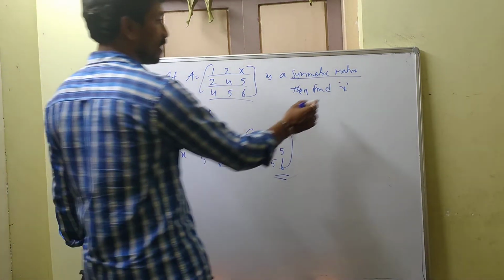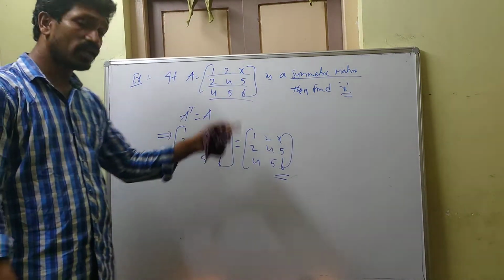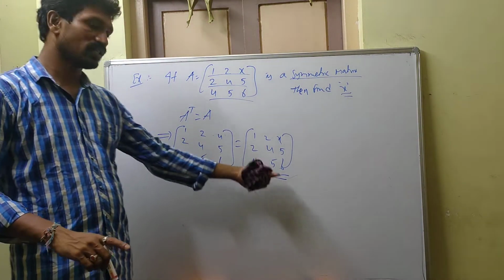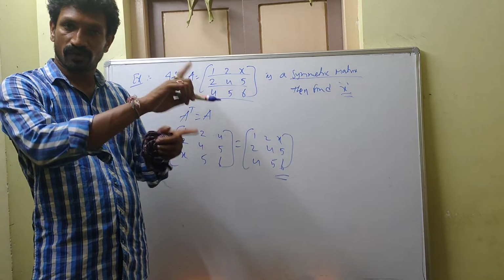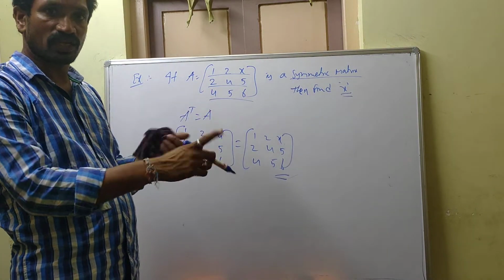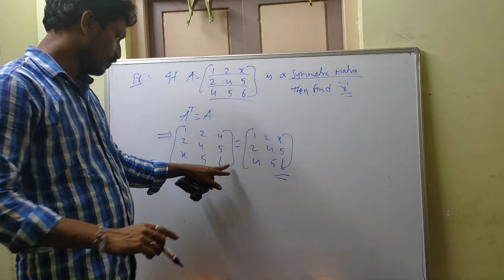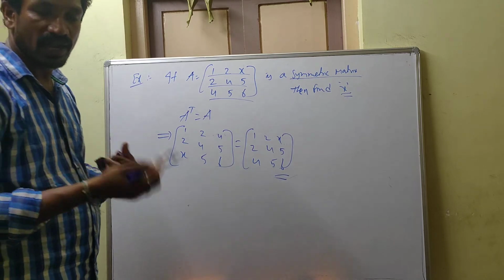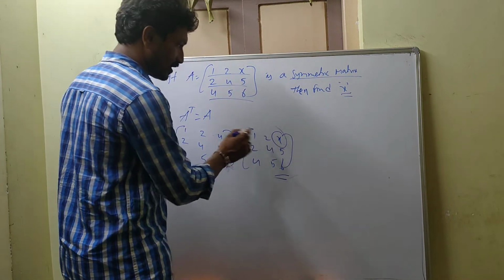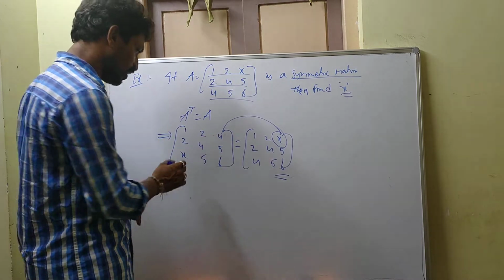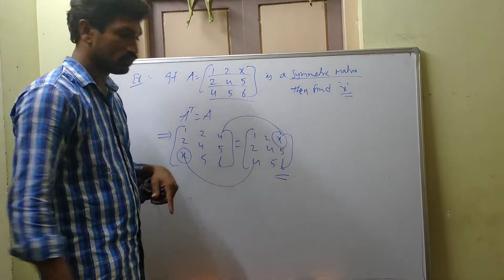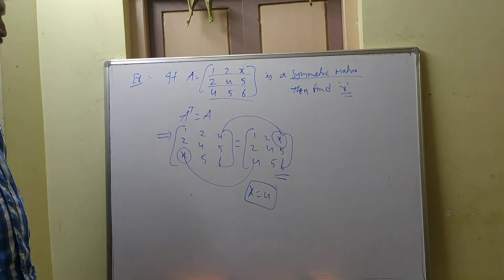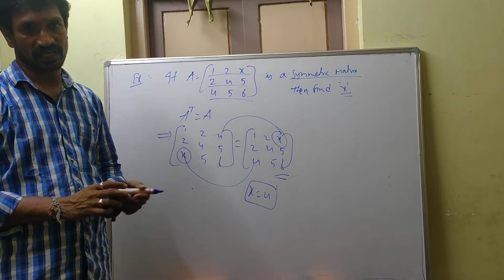What is being asked? Find the value of x. See, when two matrices are equal, their corresponding entries should be equal. First of all, the orders are equal because it is a square matrix. If the order of A is 3 by 3, A transpose is also 3 by 3. Of course the orders are equal. Then you equate the corresponding entries. What you want here is x. Come to the x position here, it is 4. Otherwise, here also x. Both should be equal. So x is equal to what is the answer? 4. Clear?